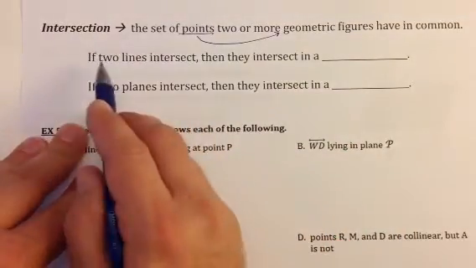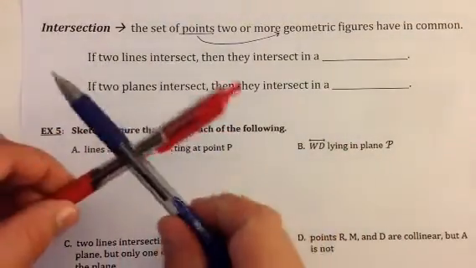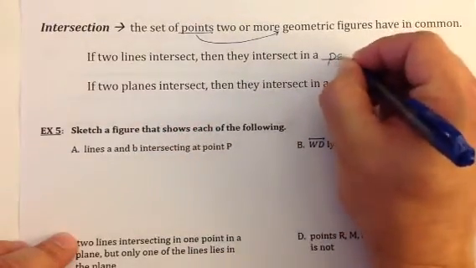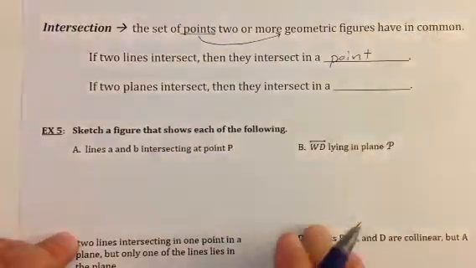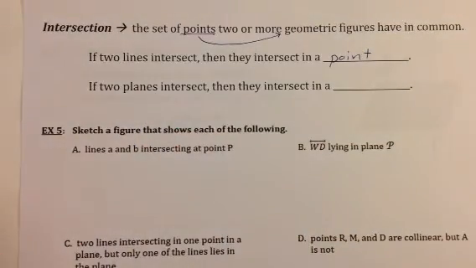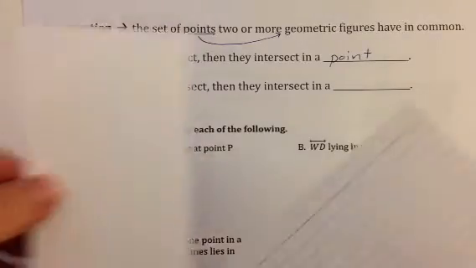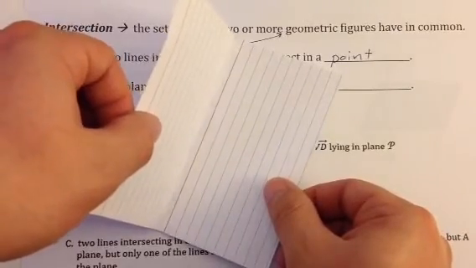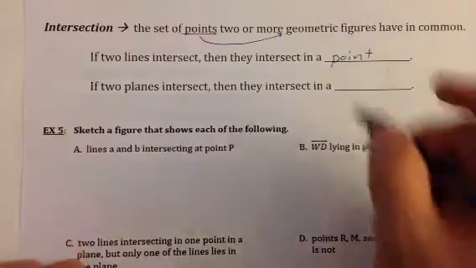So here's what you need to know. If two lines intersect, they intersect in a point. But if two planes intersect, I'll use some note cards here to help you see this. If I have two planes and they intersect, they intersect at a line. Two planes will always intersect in a line.